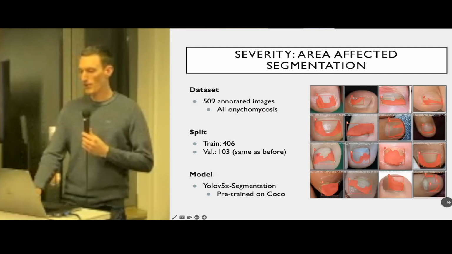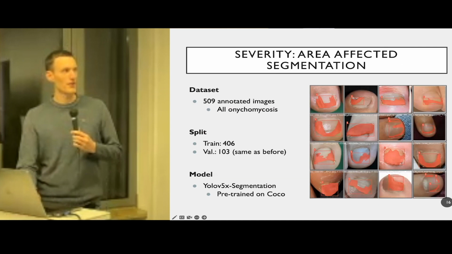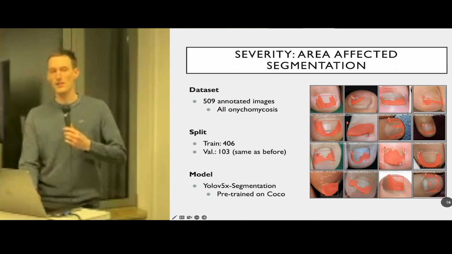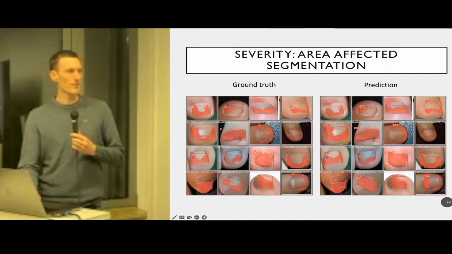All right, so the next step was to segment the area that's affected by fungus. And for this, we again annotated a bunch of images and split them so that we had the same validation set. Again, we used the YOLO segmentation model, and the performance was also quite good, actually. It's not as good as for the nail because it's a much more difficult task to segment the affected area than to find the nail. But still, it was quite good for us as a first attempt.